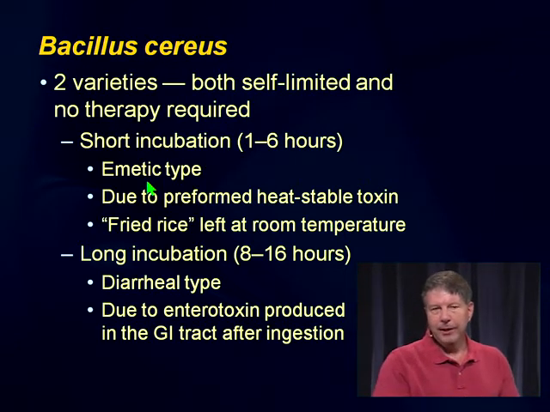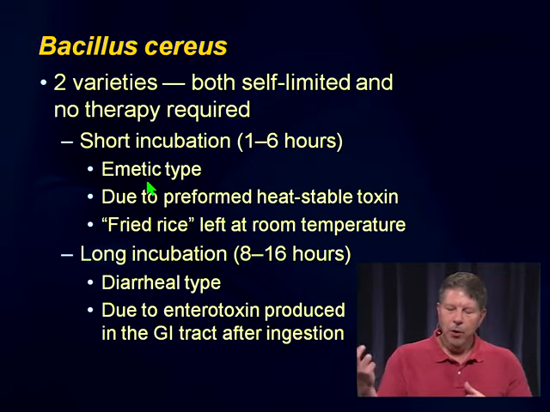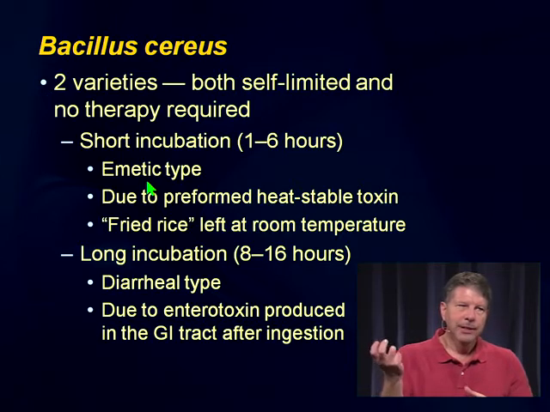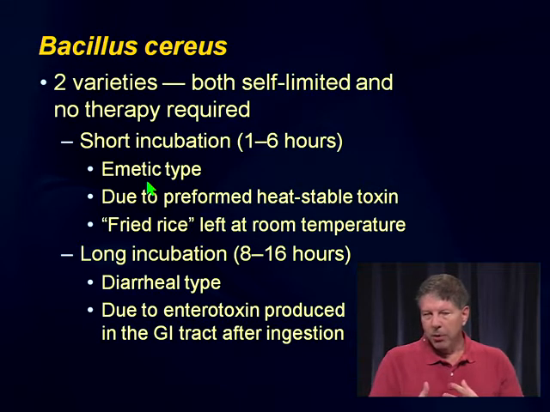Usually the fried rice left at room temperature is this emetic type. So what's happened is down in the fried rice, the B. cereus has formed the toxin already. You eat the toxin, and you immediately vomit, very quickly, within 1 to 6 hours of eating the bad rice, okay? So this is the emetic form.